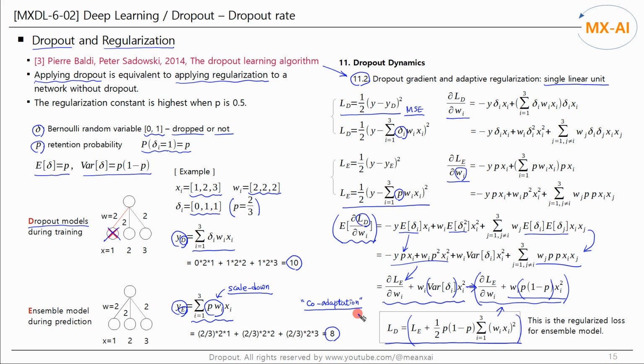And in this equation, this part corresponds to the regularization constant. You can see that this value is the largest when p is 0.5. That is, this value provides the highest level of regularization.